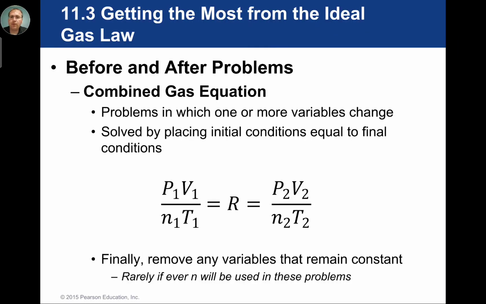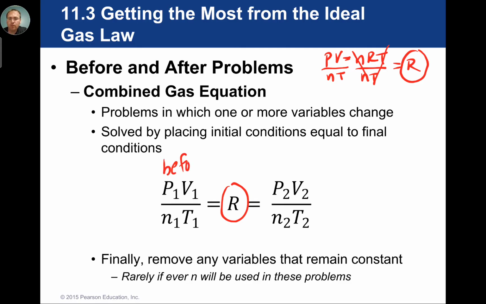All right, in our last installment of the gas chapter, we have before and after problems. This is what we would call the combined gas equation. It's essentially what happens when you take PV equals nRT, the ideal gas equation, and you divide by nT on both sides. The n's and T's cancel, and this equals R. So if R is the magic number for all gases, that means the gas before versus the gas after will have R in common.